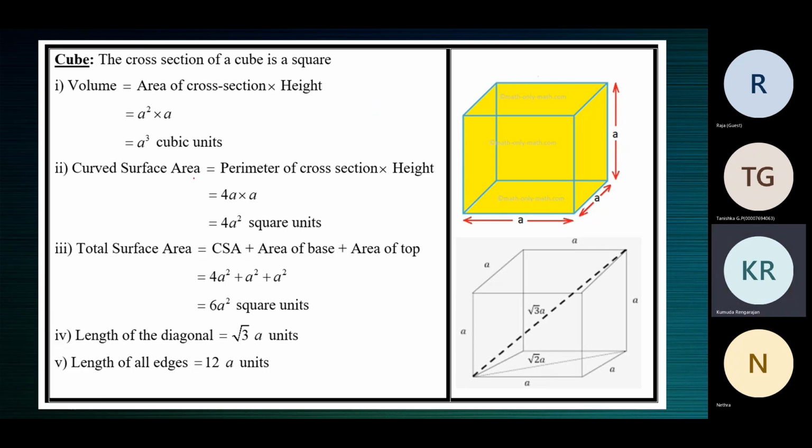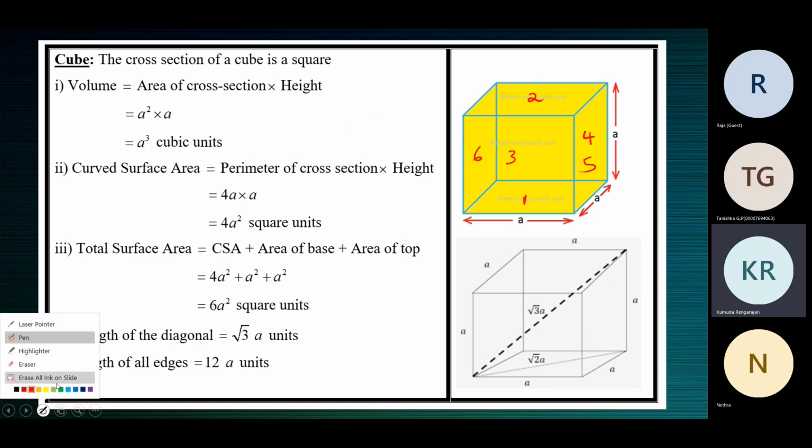Curved surface area. Now we know that a cube has 6 faces. See here, this is the bottom face, 1. This is the top face, 2. This is the front face, 3. This is the back face, behind there's a face, 4. The side face, 5, and this side face, 6.